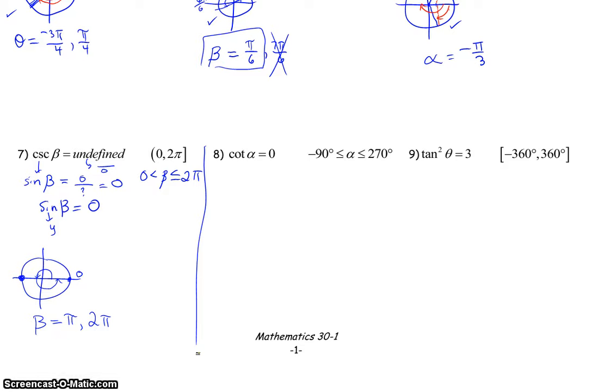Okay, let's look at the next one. Cotan of alpha equals 0. Now cotan, yes, is a reciprocal function of tan, but unlike cosecant and secant, we do not have to flip cotan, because tan being y over x, cotan is simply x over y. And it's just as easy to use it as x over y as it is y over x. Okay, and then you'll notice our domain now is in degrees. Keep that in mind when we get to the end.